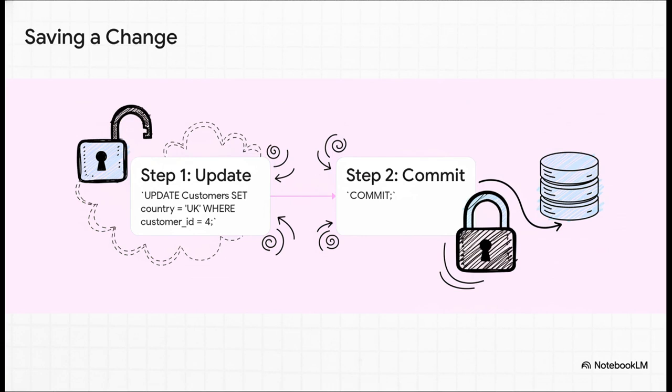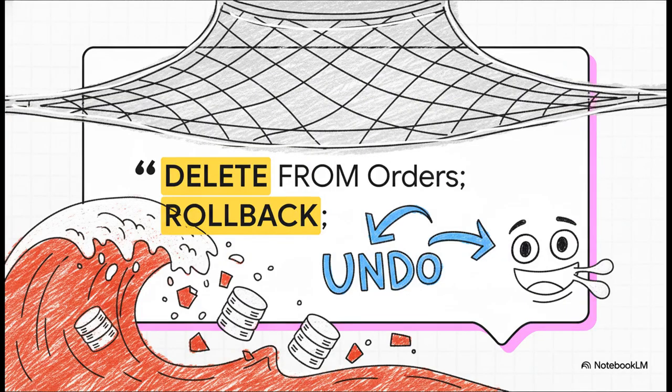Okay, step 1. Someone runs a command to update the country for a customer. But here's the key part. At this moment, that change is just temporary. It's floating in limbo. It's not real until step 2, when you run the commit command. That's the moment it gets locked in and saved permanently. And here's why that matters. This is your safety net.